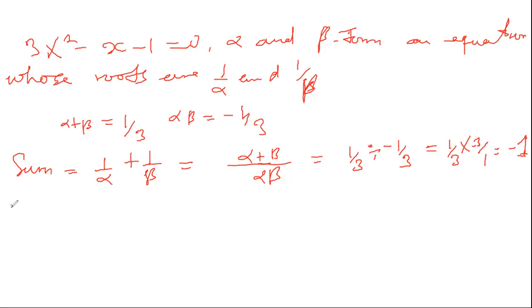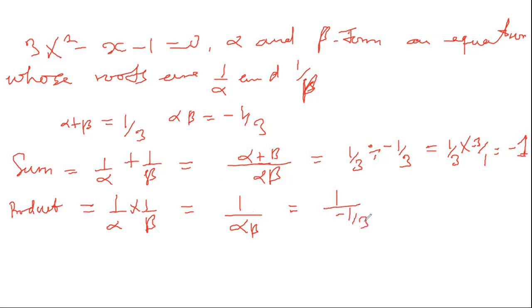And then we get the product of the new roots. It's going to be 1 over alpha and 1 over beta. And this is going to be the same as 1 over alpha beta, which we can say is 1 over negative a third. And that will give us negative 3. So our sum and product are giving us negative 1 and negative 3 respectively.